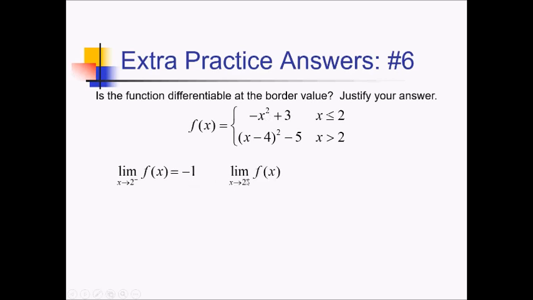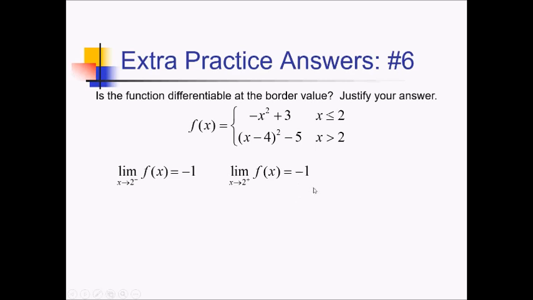And now the right side limit at 2, that uses this second rule for greater than 2. So we have 2 minus 4, which is negative 2. Squaring that gives us 4. Subtracting 5 gives us negative 1. So the limits match up and exist.